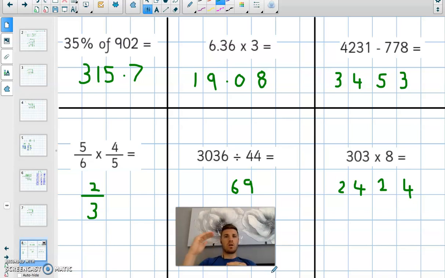Some of the methods are quite long. And remember, the arithmetic paper, you're under a bit of pressure. And it's the quicker test, isn't it? So you've got to make sure that you really get used to the methods so you can get through the paper in enough time to finish.